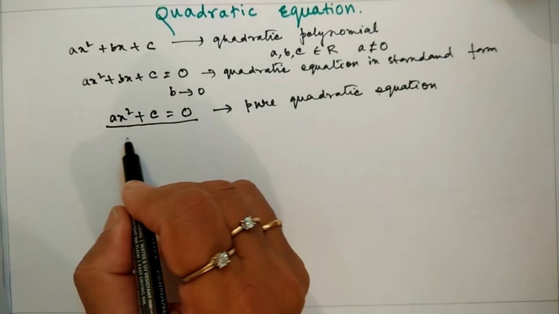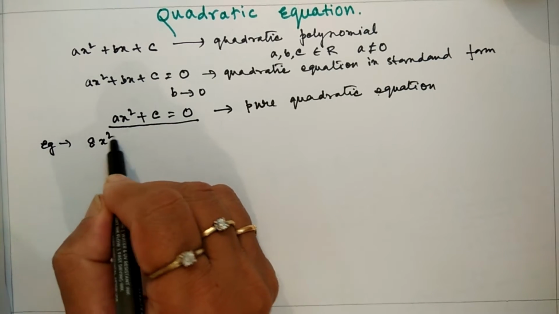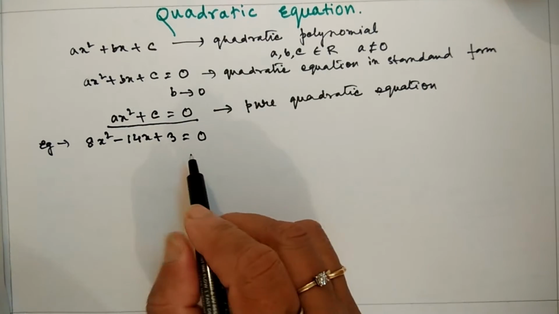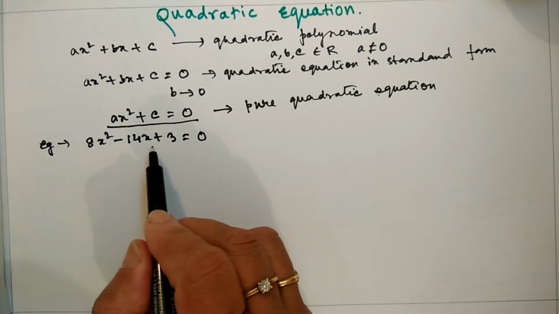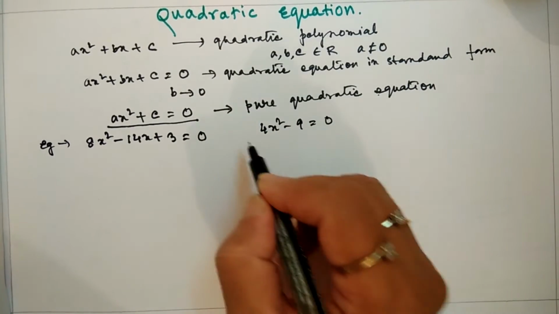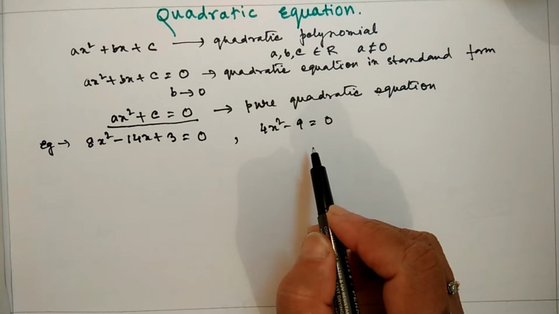I'll give two examples. One is 8x² − 14x + 3 = 0. This is an example of a quadratic equation. 4x² − 9 = 0. This is an example of a pure quadratic equation.